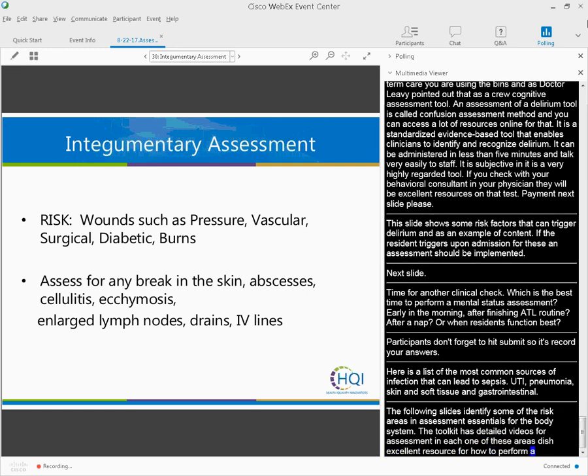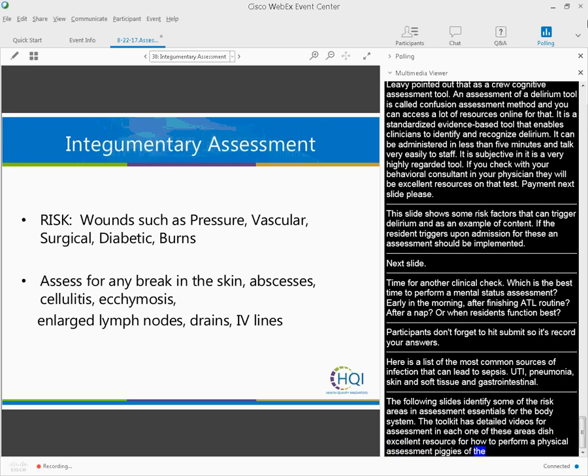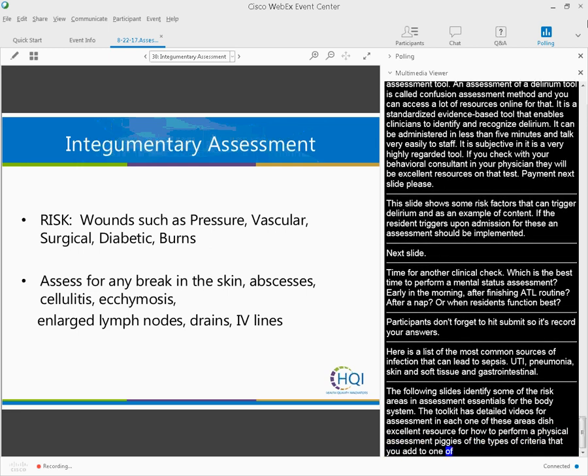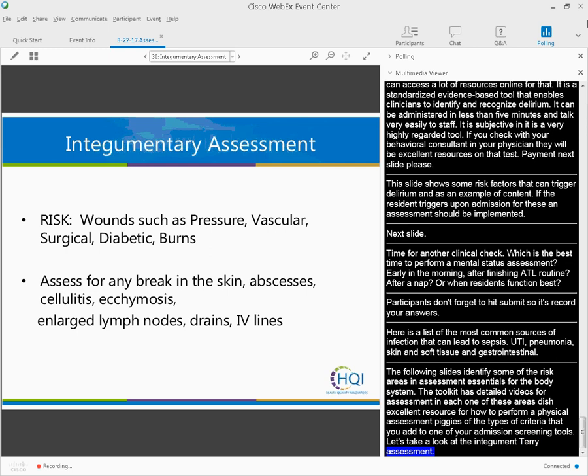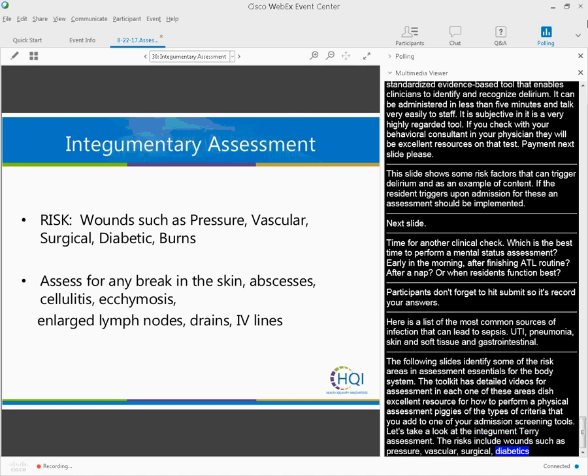So let's look at the integumentary assessment. The risk factors are wounds such as pressure, vascular, surgical, diabetic, burns. So your staff would want to assess for any break in the skin, abscesses, cellulitis, ecchymosis, enlarged lymph nodes, drains, and IV lines.